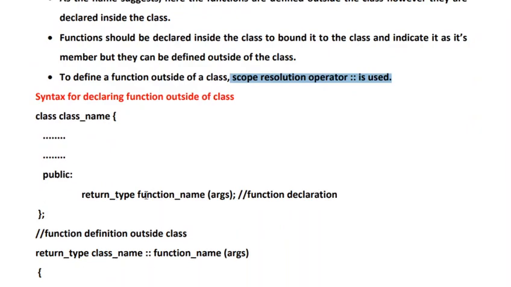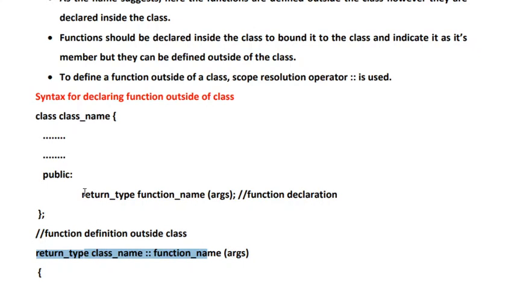Okay, so how to do it? The syntax for defining a member function outside the class: here you see we have the return type, the class name to which the function belongs, the function name, and the argument list. This is how we can define the function outside the class.